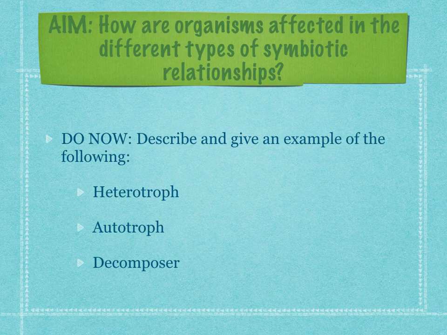The aim is: how are organisms affected in the different types of symbiotic relationships? And your do now is describe and give an example of the following: heterotroph, autotroph, and decomposer.